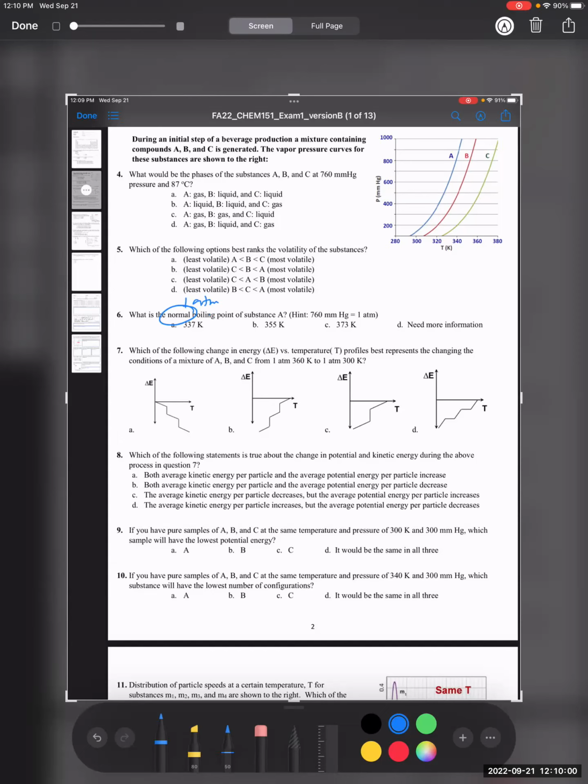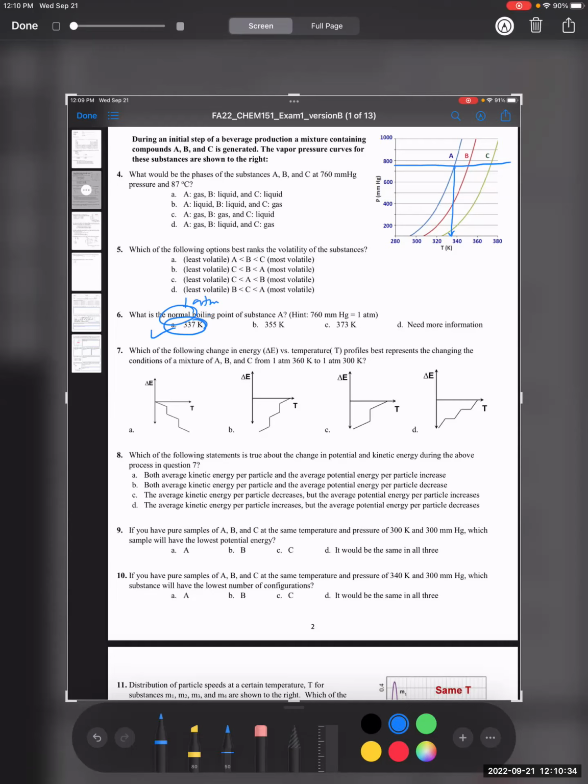So that means we are around this value over here, 760. And then the question is, what will be the boiling temperature of substance A? So substance A meets that pressure line around here, and if we draw a line to the x-axis from there, you see that it is going to be between 330 and 340. And then the closest answer to that is option A. So I'm going to go with option A as the correct answer.